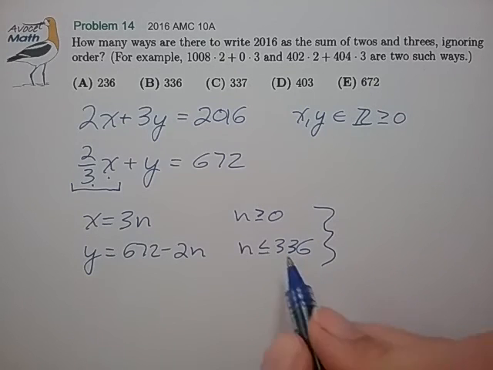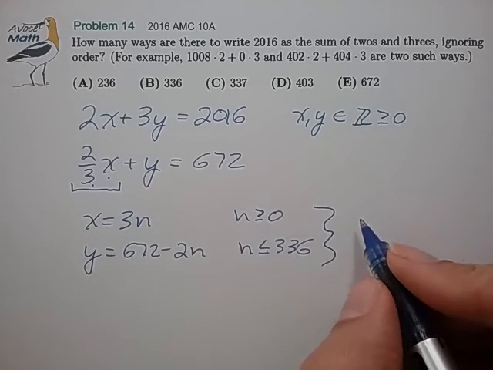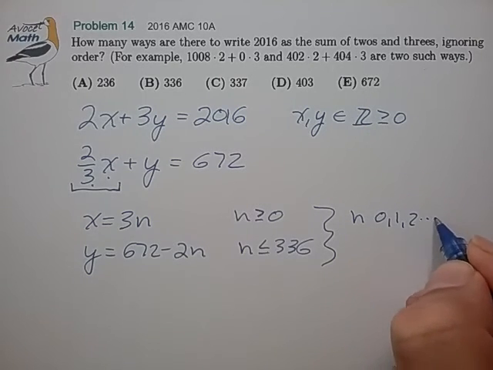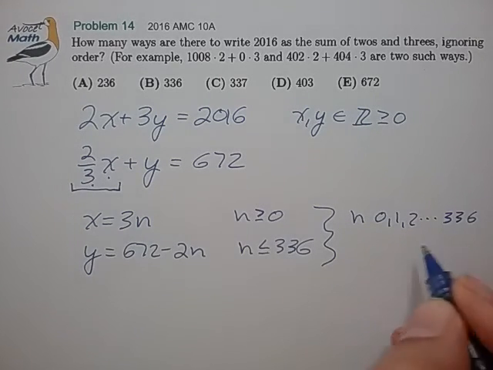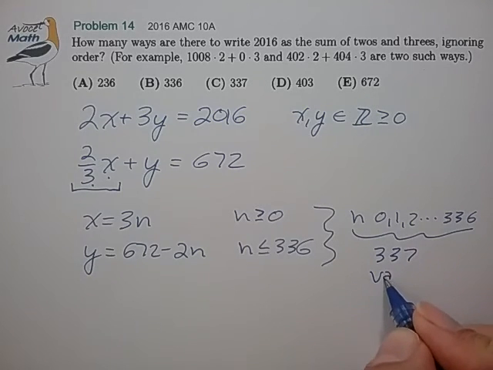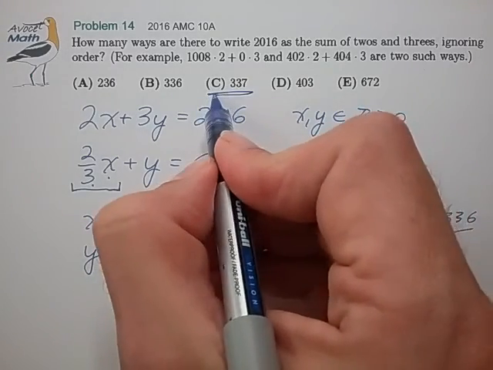And combining these two conditions, we find that we have n values of 0, 1, 2, all the way up to 336. And that is 337 values in total. And that is choice C.